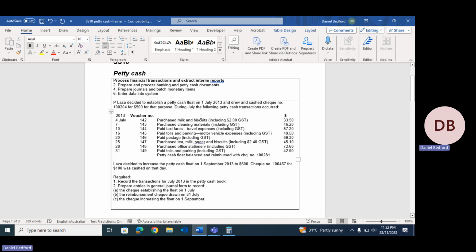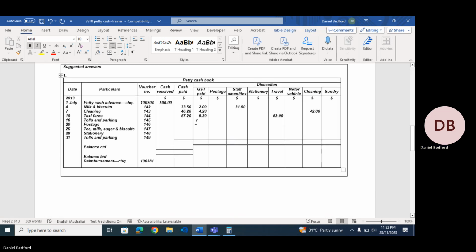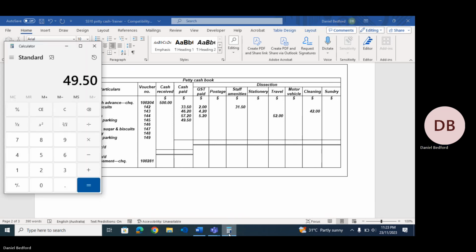So let's get this tolls and parking. Oh, they're saying motor vehicle expenses. I don't necessarily agree, but for the sake of this example, we'll go ahead with that. I would put this under travel or a separate account called parking, but that's okay. We'll follow what it's asking, which is the motor vehicle expenses. That's $49.50. Guessing the GST is going to be 4.5, but I shouldn't guess. I should check. 4.5.